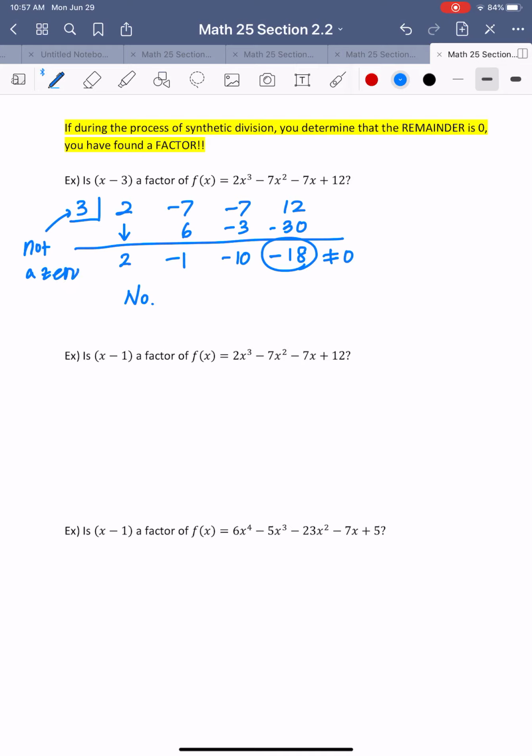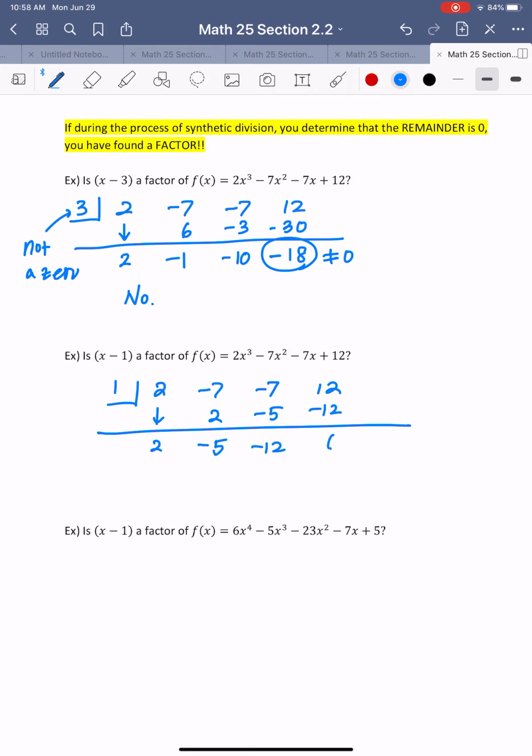Do it again. 2, -7, and 12 divided by 1. Drop 2, multiply, 2 again, -5, -5, -12, -12, equal to 0. Yes, because that's equal to 0. So yes, x minus 1 is a factor, and 1 is also the zero.